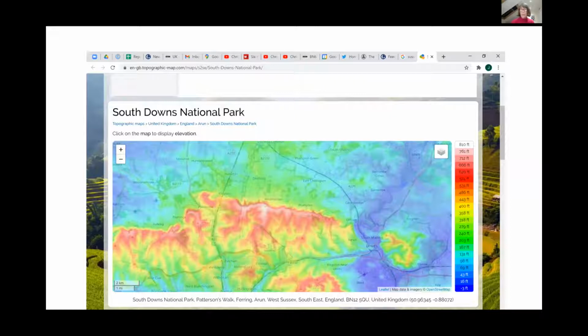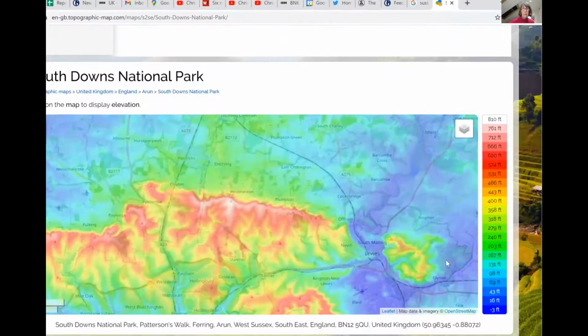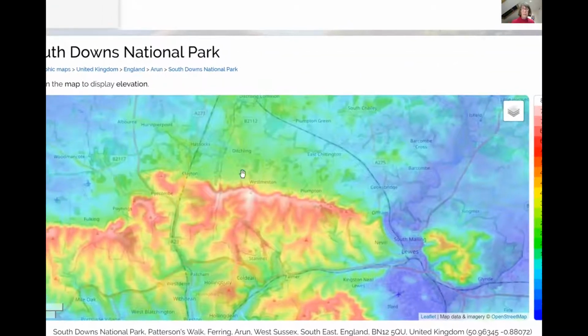So here's a topographical map of the South Downs National Park, and you can see the line of the downs, the high ground. You can see where the river Ouse flows through Lewes. You've got a lot of low ground, potential for flooding. Over on this side, you've got the Adur running through, and again, the blue areas signify low ground that's prone to flooding.